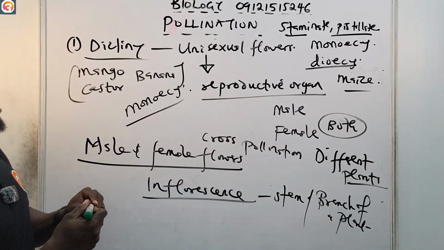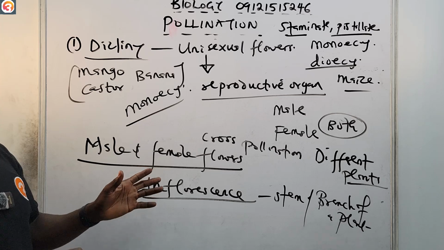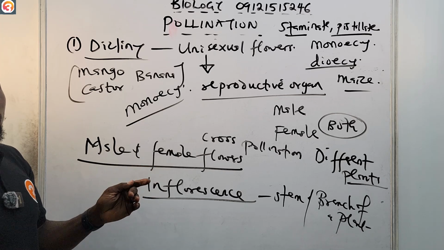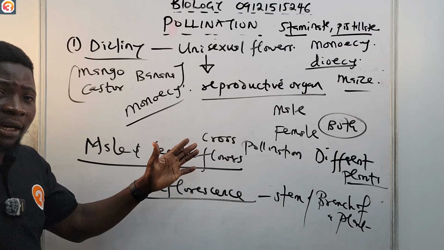So diclin</br>y basically refers to unisexual flowers, and it discourages self-pollination, because it's either you have the male, or you have the female.